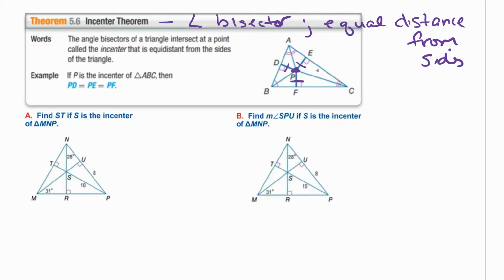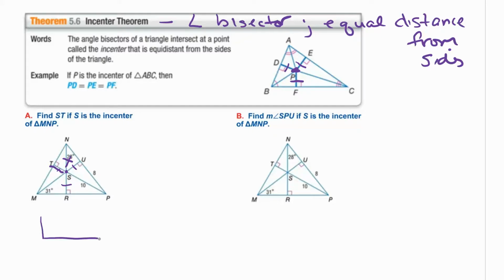So on problem A, we're told that S is the incenter of triangle MNP, which means that we bisected each of the angles to find the incenter, and we know it's equal distance from the sides. We're asked to find ST, but we know that ST is congruent to SU is congruent to SR. I don't have enough information to find ST, but if I find SU, since it's congruent, I'm okay. So if I let SU equal X, then I have a right triangle.